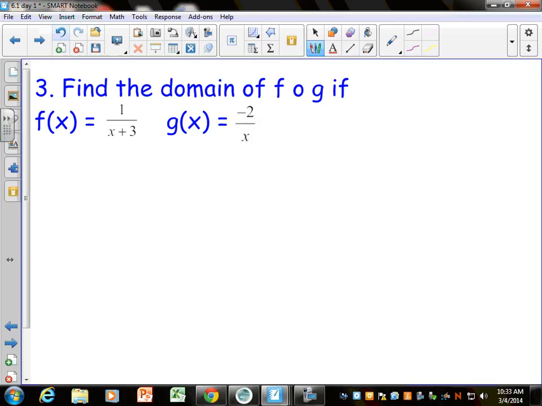Domain of f of g, what's the first thing we do? Write down the problem. I guess I should wait for you to do that. So maybe we can kind of shorten this up now that we have the steps down.